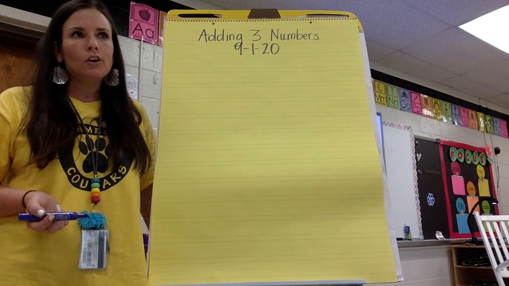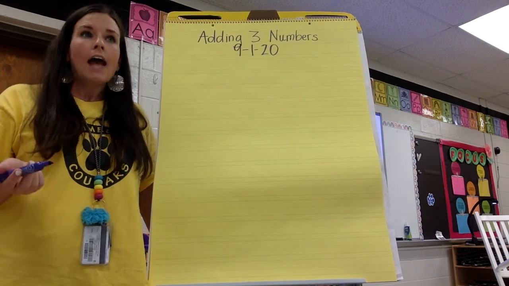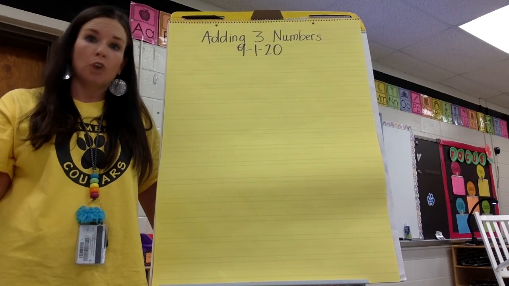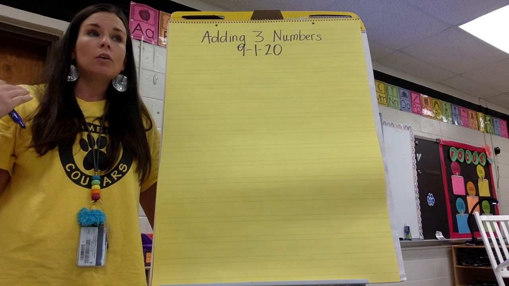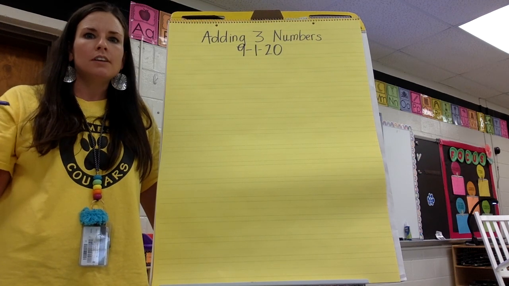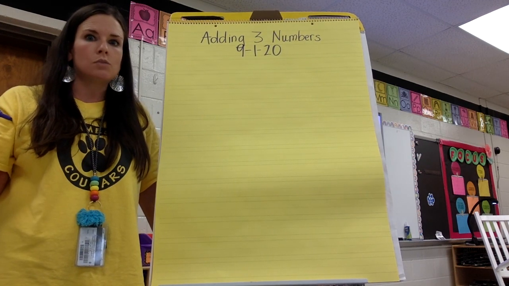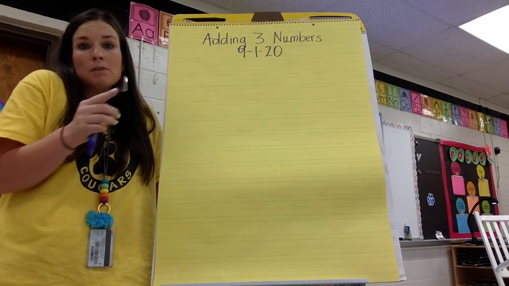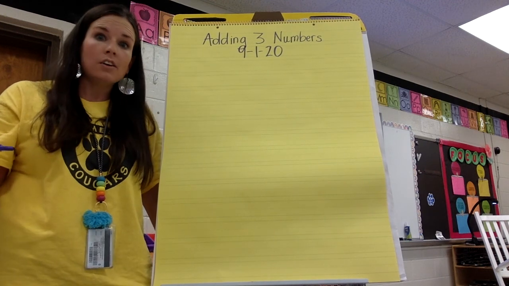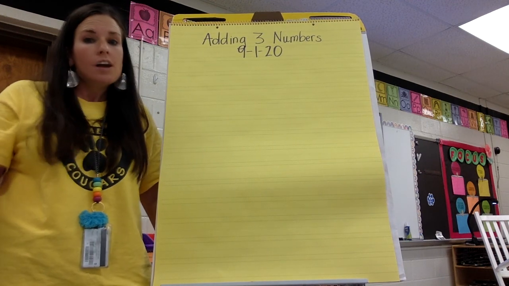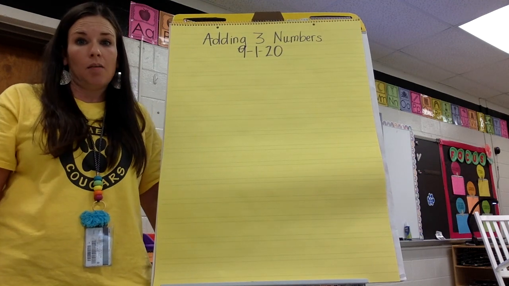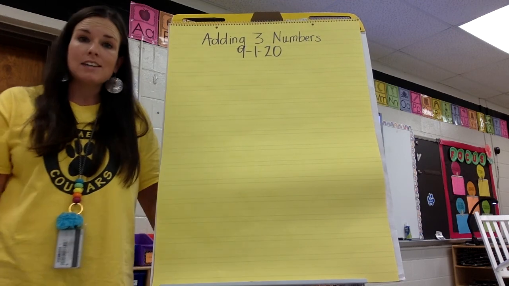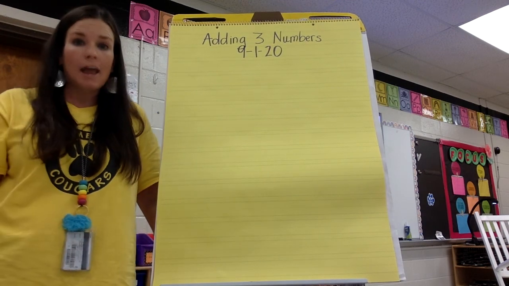For example, let's say you're at a baseball game, and you're looking to see across the innings for each team how many runs they've scored. In inning 1, one team scored 5. In inning 2, they scored 6 runs. And in inning 3, they scored 3 runs. So maybe you want to add all of those runs up to see what your team score is overall. That may be a time where you need to add 3 numbers at a time. So there are all different situations where you may need to add 3 numbers up. So we're going to talk about how you do that.